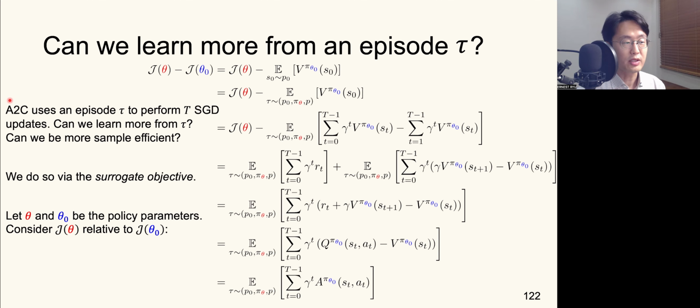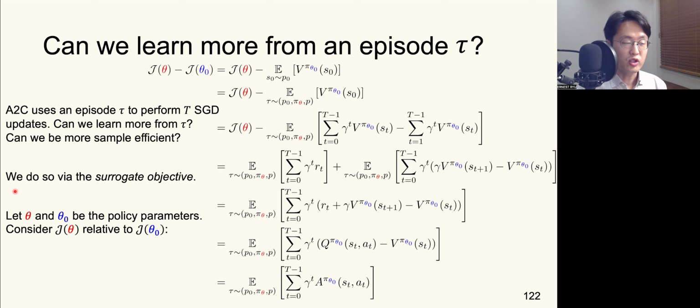Well, the issue with A2C is that for each time step, there is at most one stochastic gradient that's obtained, and then that transition is basically forgotten. But maybe there is more than one gradient step worth of information that can be extracted from a particular transition. A2C uses an episode tau to perform T SGD updates, and since each episode has T time steps, that's one SGD update per time step.